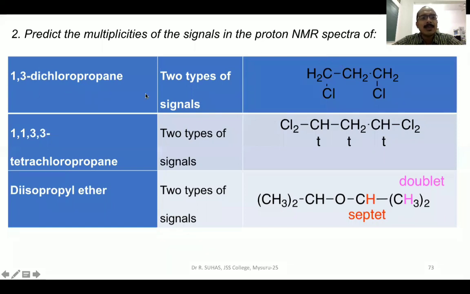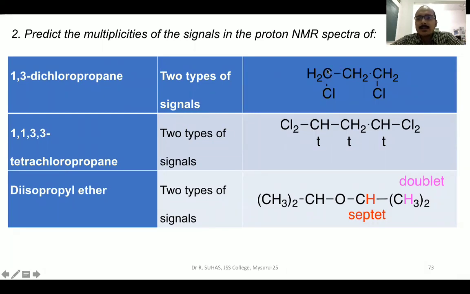So here the base is propane. Propane means there should be 3 carbon atoms, 1, 2, 3. Then number it 1, 2 and 3. He says at the 1st and 3rd position there will be 2 chloro groups. So attach 1 chloro, attach another chloro. This becomes 1,3-dichloropropane. Now we have to predict the multiplicity pattern.